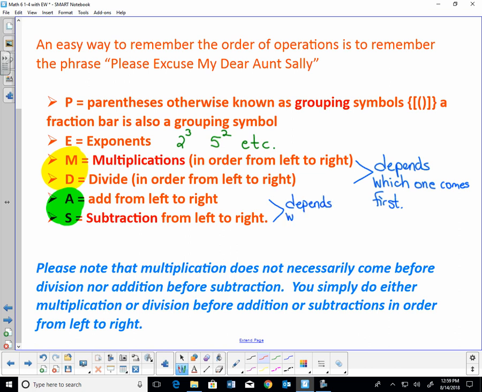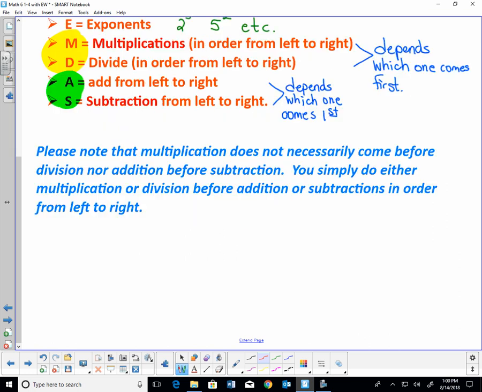We always read from left to right, so we should make sure we do the order of operations also from left to right when it comes to addition and subtraction and multiplication and division. And I again emphasize that right here. It says, please note, multiplication does not necessarily come before division, nor addition before subtraction. You simply do either multiplication or division before addition and subtraction, in order from left to right. Let's look at some problems.